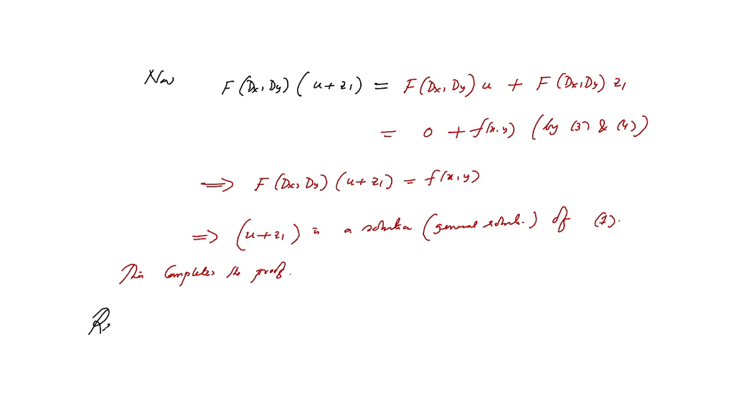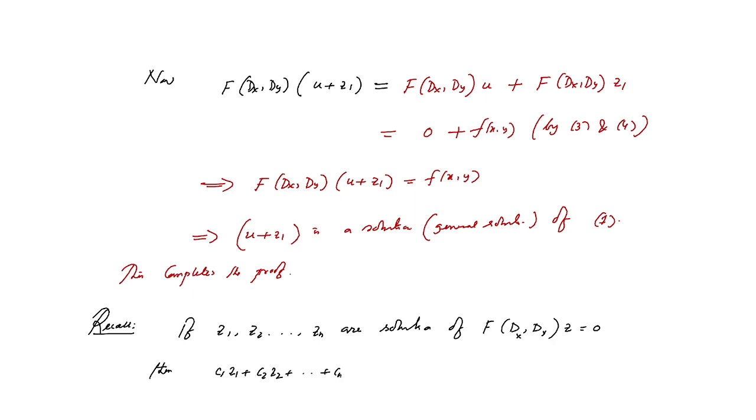Another recall is: if z1, z2, ..., zn are solutions of f(Dx, Dy)z equals 0, then any linear combination, that means c1 z1 plus c2 z2 plus ... plus cn zn, where c1, c2, ..., cn are constants, is also a solution of f(Dx, Dy)z equals 0, where all the ci's are constants.